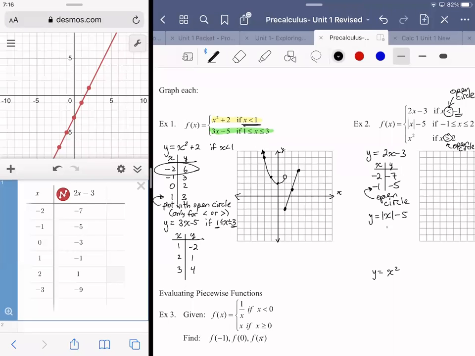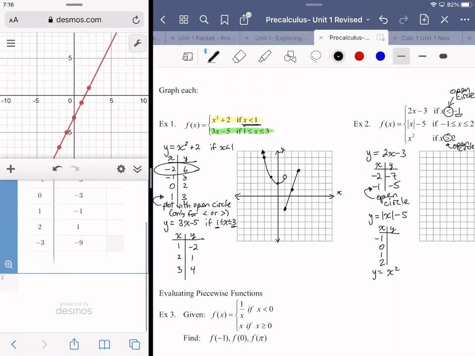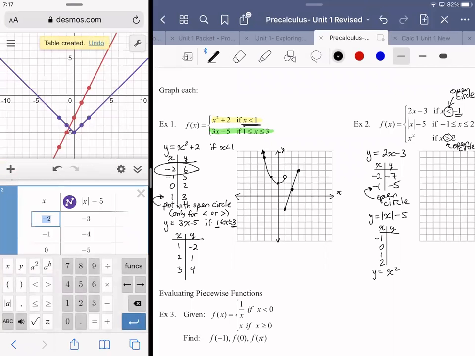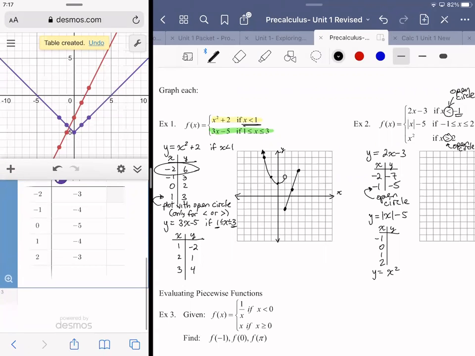So the second piece is going from -1 to 2. -1, 0, 1, 2. I could just write that in. So y equals absolute, right next to the comma is your absolute symbol. X, close up your absolute, -5. Good looking V-shaped graph. Convert it over to a table. Again, all I need is -1 to 2. So -4, -5, -4, -3.